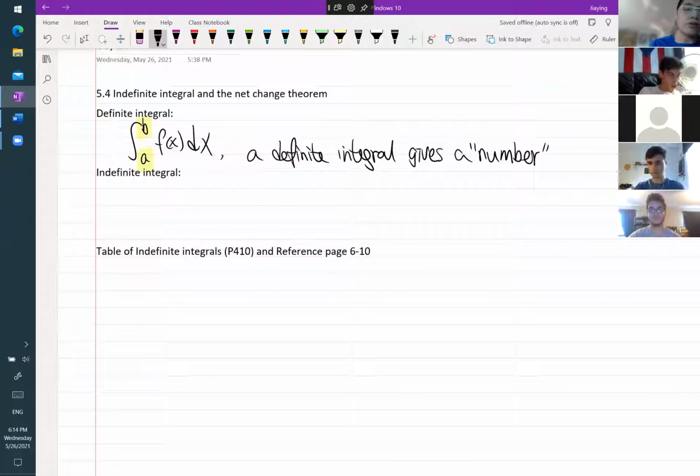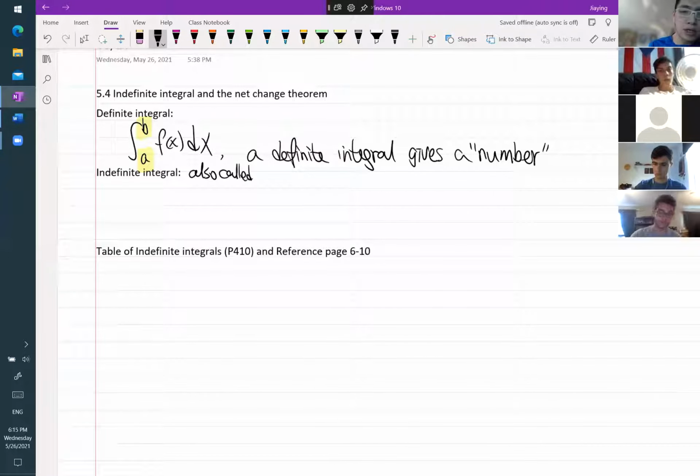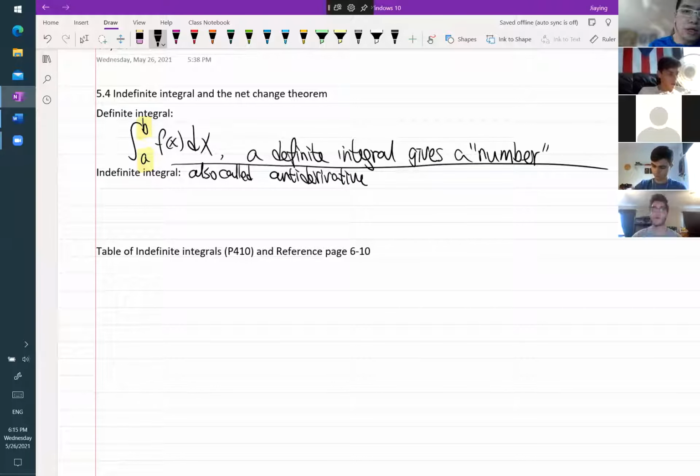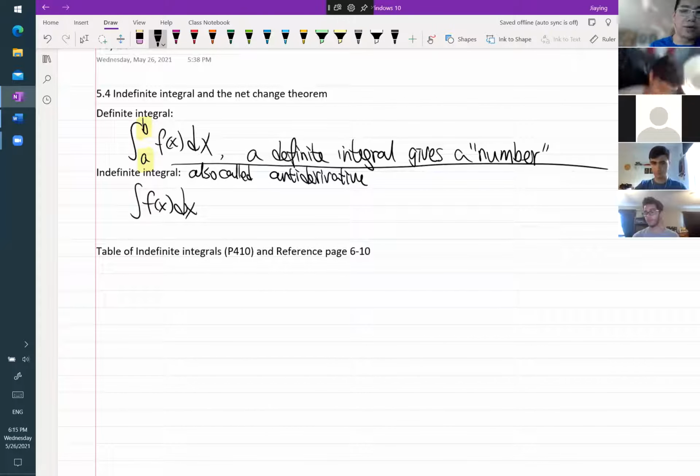An indefinite integral, which we have seen last semester when you took Calculus 1, is basically the antiderivative. So an indefinite integral, sometimes called the antiderivative, is the integral of f of x dx, where we don't have a lower and upper bound. So that's the indefinite integral.